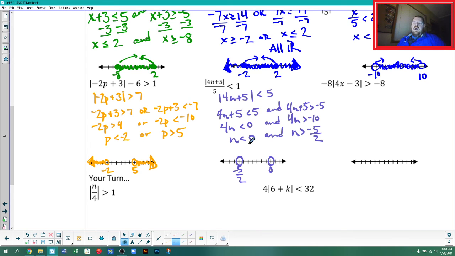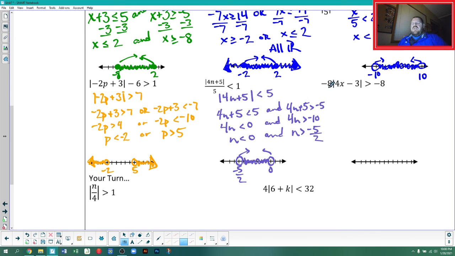Okay. Less than 0 is that way. Greater than negative 5 halves is that way. Shade in between them. Most of the time that you have an and statement, you are shading between them. But there could be situations where they kind of overlap. They're going the same way, and then you would just shade where they're both true, past the second one. But I don't think we have many of those.